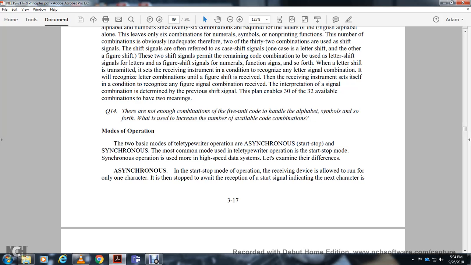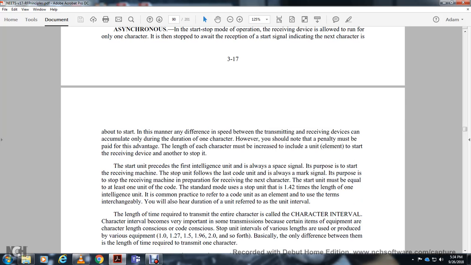An asynchronous system is a start-stop mode of operation. The receiving device is allowed to run for only one character, then stop and wait for the reception of the start signal indicating the next character is about to start. In this manner, any difference in speed between the transmitting and receiving devices accumulates only during the duration of one character.